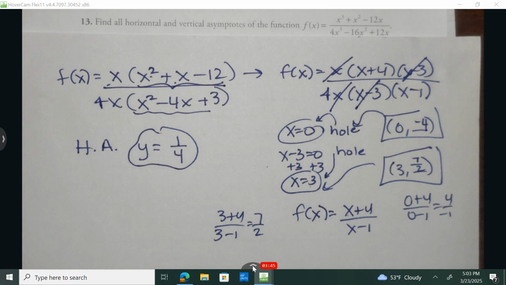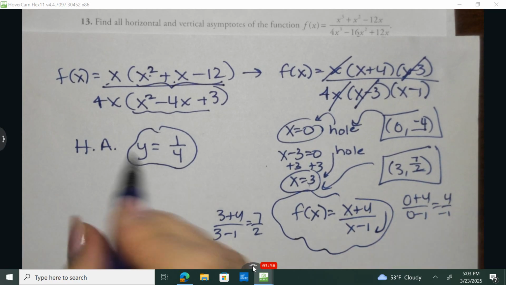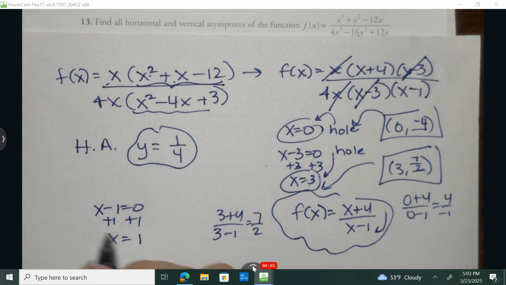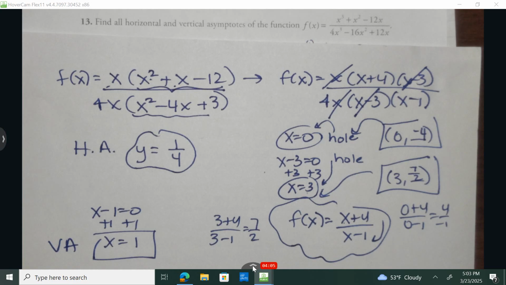We are also asked now, what is a vertical asymptote? So once I've determined the holes, I've already determined the horizontal asymptote because one exists. Now I can look at this simplified fraction, and I'm going to take the denominator, set it equal to 0, and solve. So this is the equation for the vertical asymptote. A vertical asymptote occurs at x equals 1.